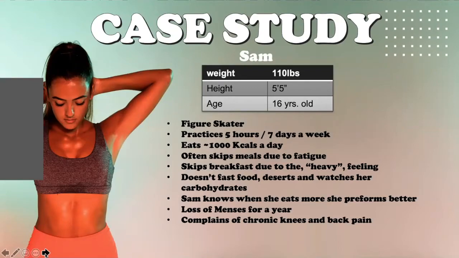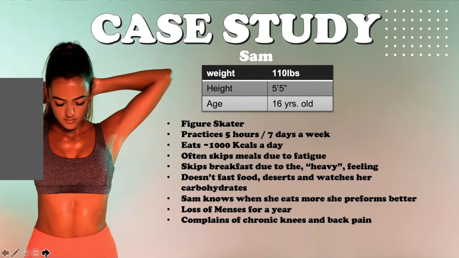So everyone say hello to Sam. She weighs 110 pounds. Her height's 5'5", and she is 16 years old. Sam's a figure skater. She practices 5 hours, 7 days a week. She eats around 1,000 calories a day.